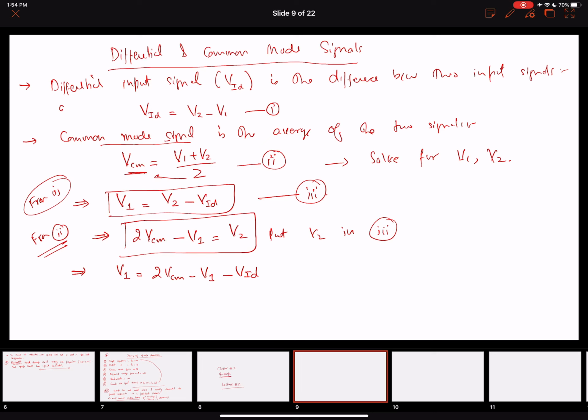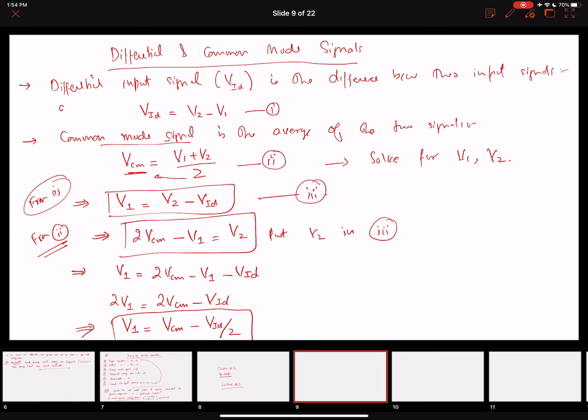So 2V1 equals 2 VCM minus VID, and V1 equals VCM minus VID over 2. This is how I can express my input voltage 1 as the combination of a common mode signal and the differential signal.